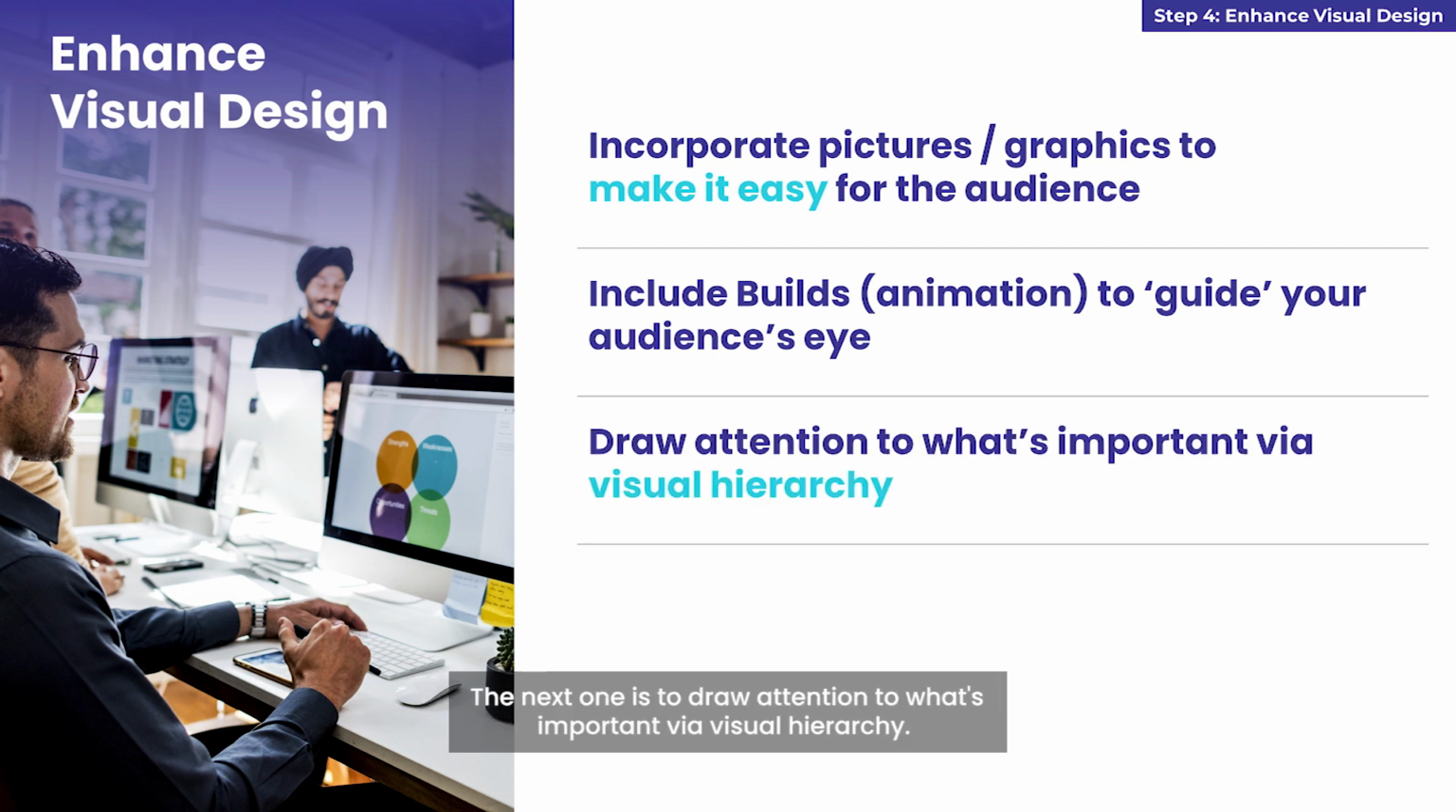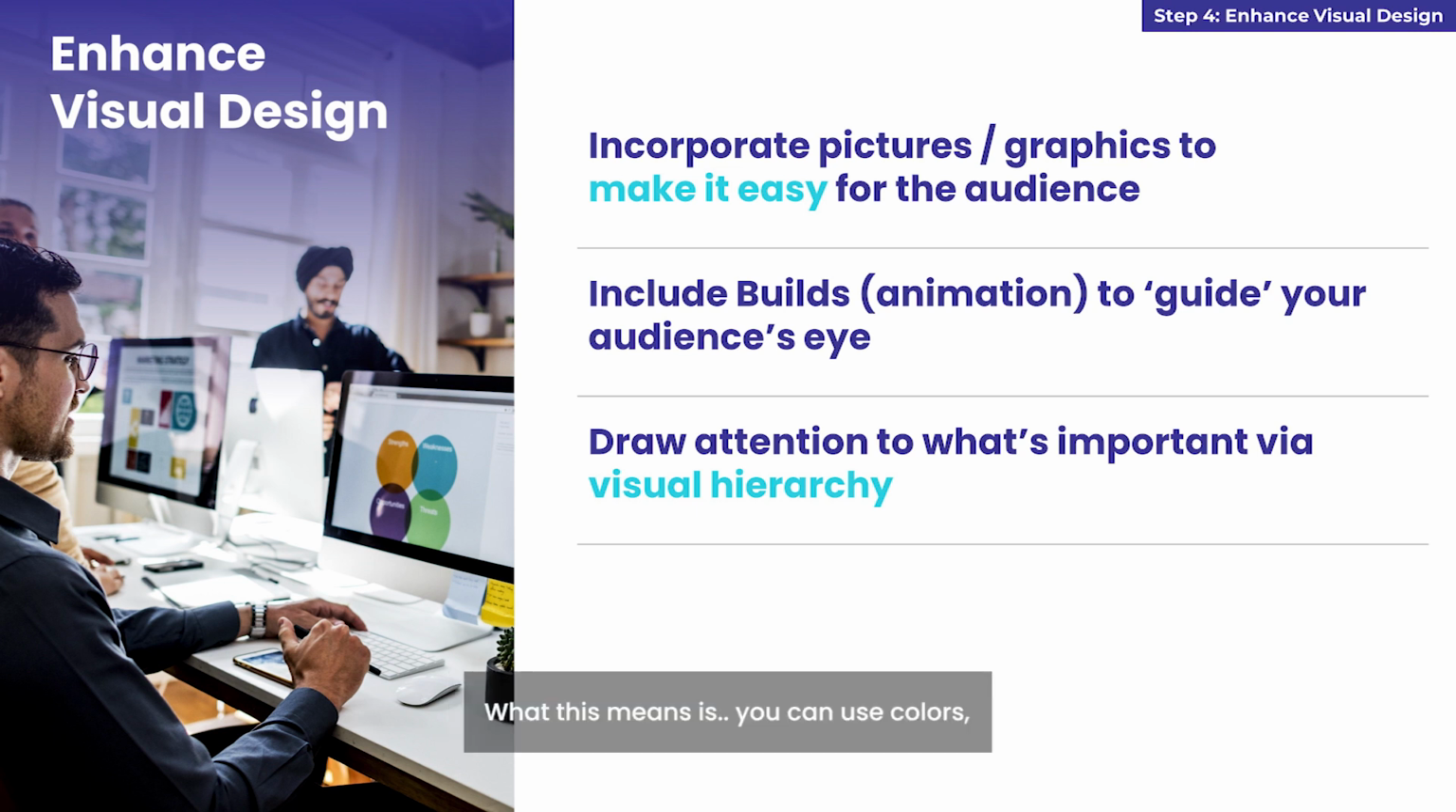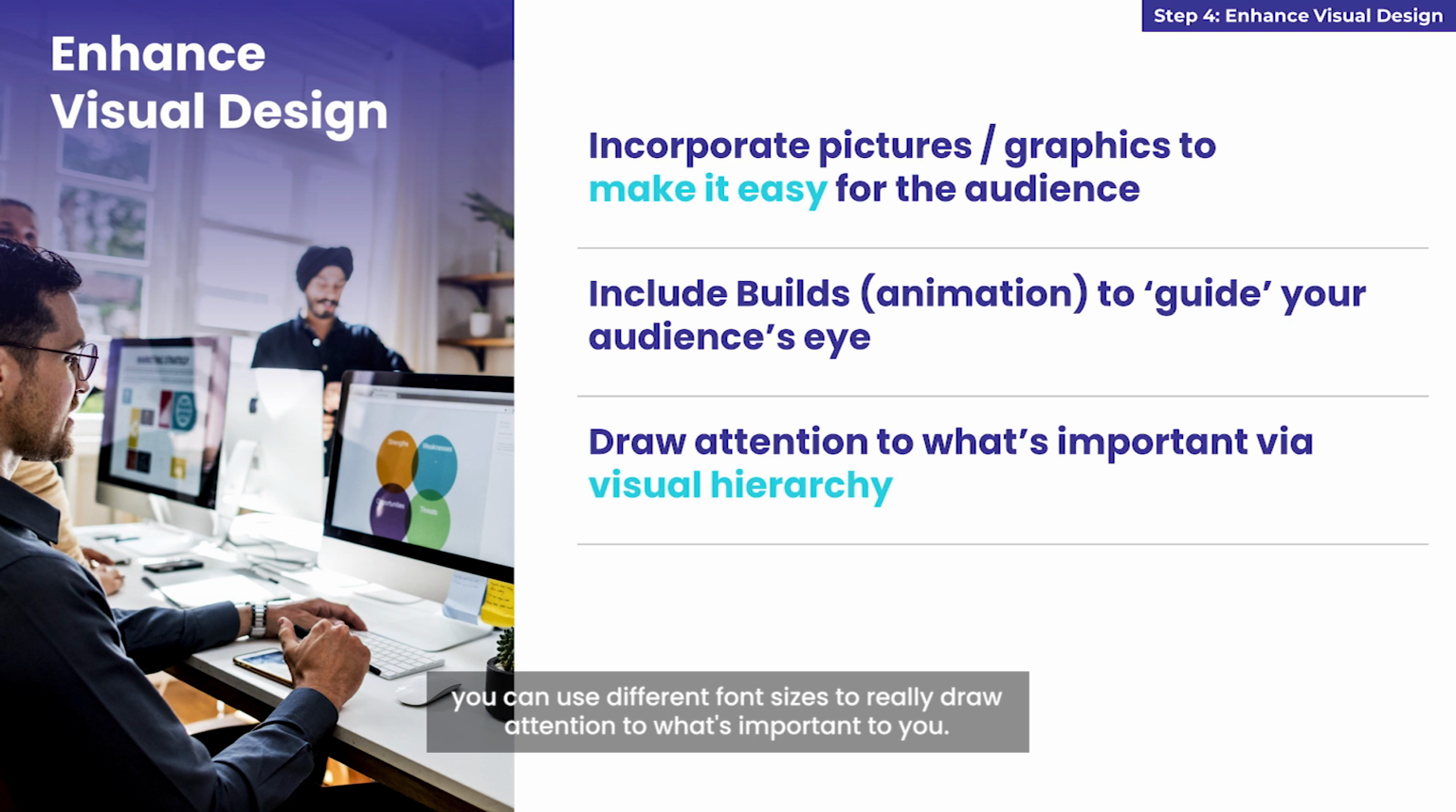The next one is draw attention to what's important via visual hierarchy. What this means is, right, you can use colors, you can use different font sizes to really draw attention to what's important to you. So in this sentence, right, I want visual hierarchy to be important. So I have made it a different color versus the rest of the sentence. If you're using a chart, show with arrows, show with callouts, what's important, what is it you're really trying to convey from those charts.